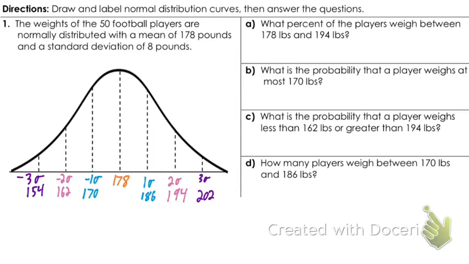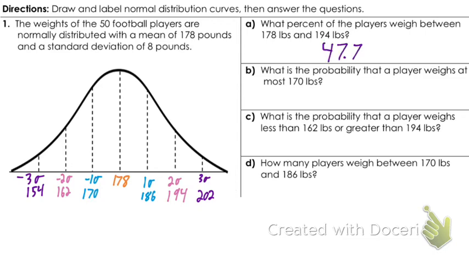Now, according to our empirical rule, which we're going to utilize in this, what percent of the players weigh between 178 pounds and 194 pounds? How many players should fall in this category of these two according to our empirical rule right above? Right up above, how many would fall in this first little sliver between the mean and 1 standard deviation to the right? Isaac.